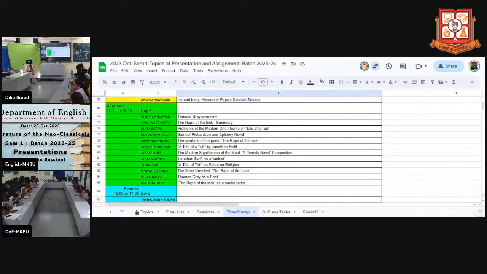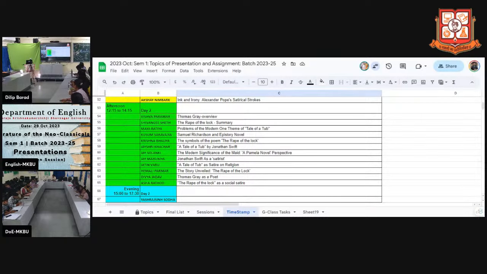So the first presentation will be by Vishwa, and it will be on Thomas Gray overview. Again, you need to correct this title: Thomas Gray - An Overview, or A Study of a Poet, Thomas Gray. That way you have to write in detail.